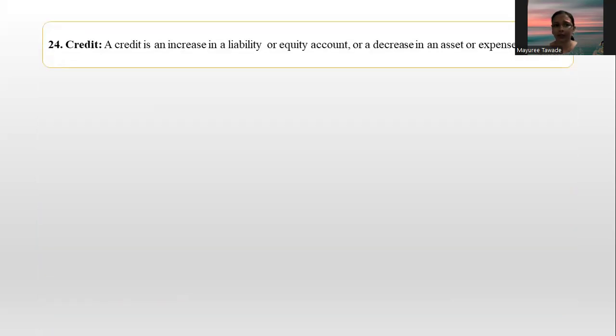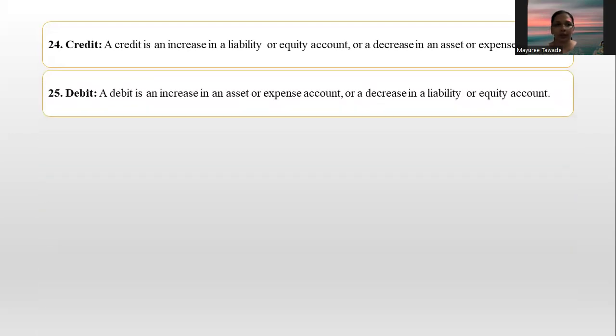So credit, we have already seen, a credit is an increase in liability or equity or a decrease in an asset or an expense. Debit, so a debit is an increase in an asset or an expense account and a decrease in liability or equity.